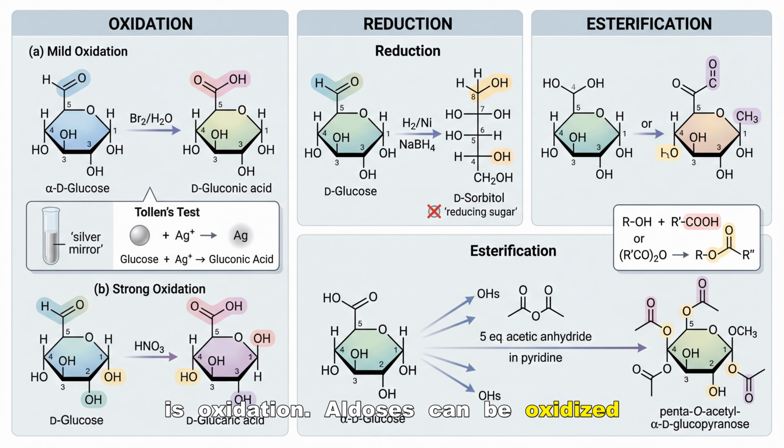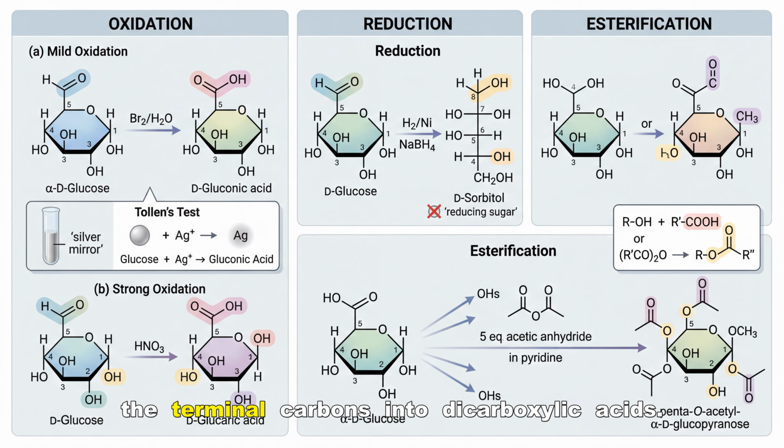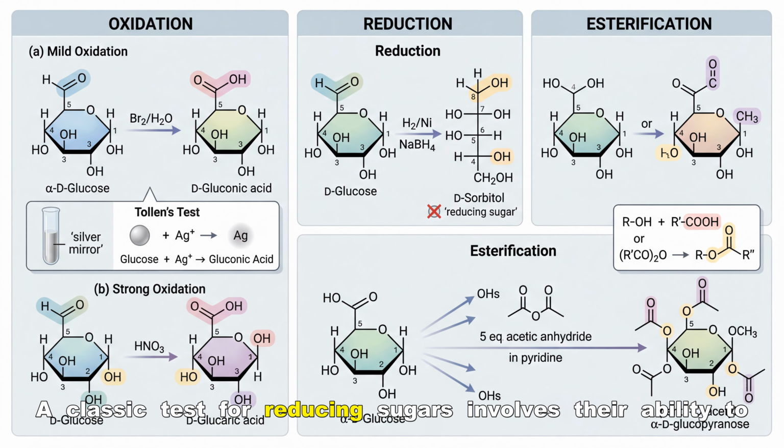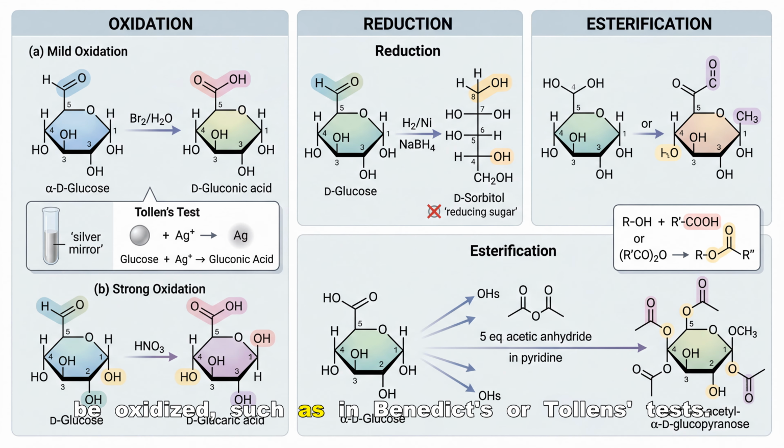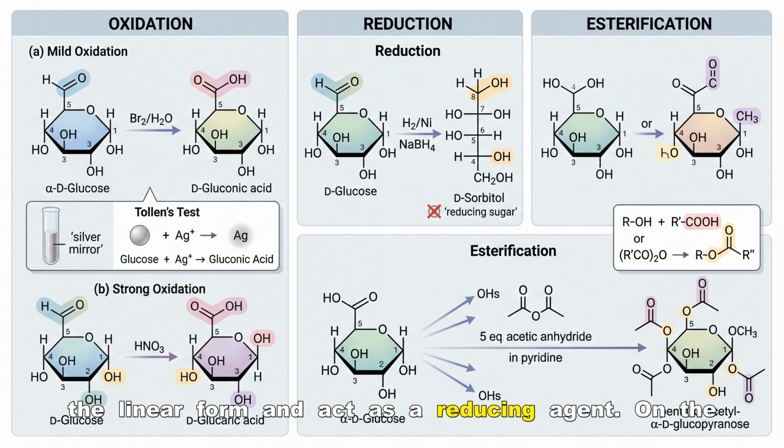Aldoses can be oxidized to form aldonic acids, and stronger oxidation can convert the terminal carbons into dicarboxylic acids. A classic test for reducing sugars involves their ability to be oxidized, such as in Benedict's or Tollens tests. Reducing sugars have a free anomeric carbon that can open into the linear form and act as a reducing agent.